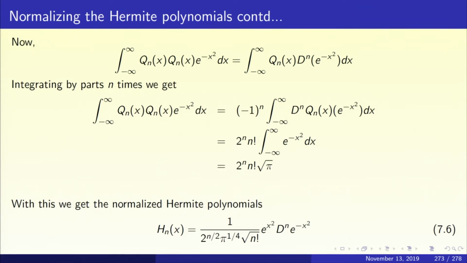But the nth derivative of Q_n(x) we have just seen is (-2)^n times n factorial, (-1)^n and (-1)^n cancel out. We get 2^n times n factorial, integral from minus infinity to infinity of e^{-x^2} dx, our old friend the Gaussian, whose value is root pi. So, we get the normalized Hermite polynomials H_n(x) is e^{x^2} d^n e^{-x^2} divided by the square root of this number that we have got, the square root of 2^n n factorial root pi. So, it is pi to the power 1/4 in the denominator, 2^{n/2} times root n factorial in the denominator, displayed as 7.6 in the slide. Okay. So, that is how you normalize the Hermite polynomials.